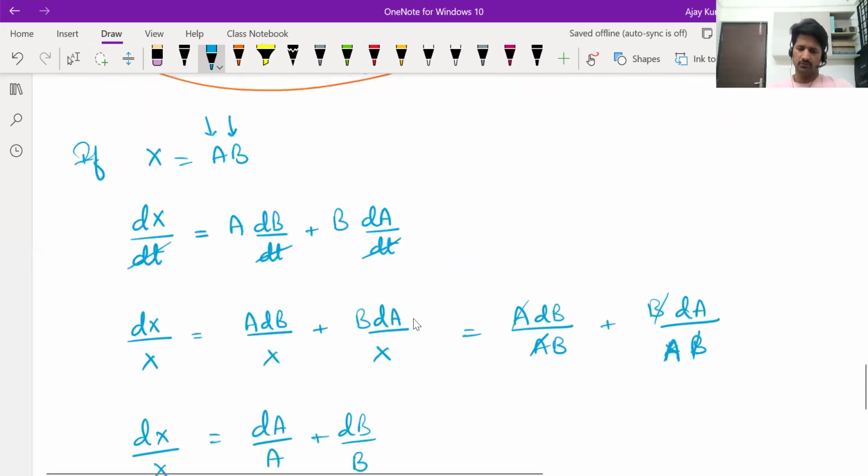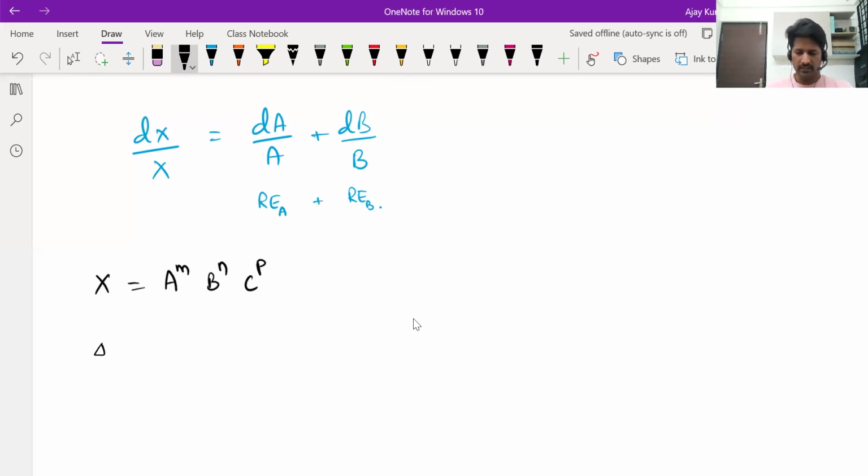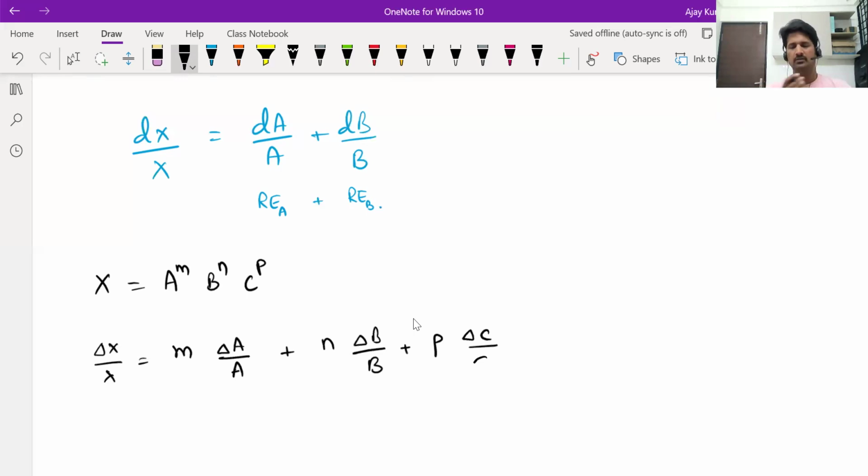Not just for x is equal to AB, generally, if you have x is equal to a to the power of m, b to the power of n, c to the power of p, something like this, then you can write delta x by x is equal to m times delta a by a plus n times delta b by b plus p times delta c by c. This is how their relative errors or relative changes are related.